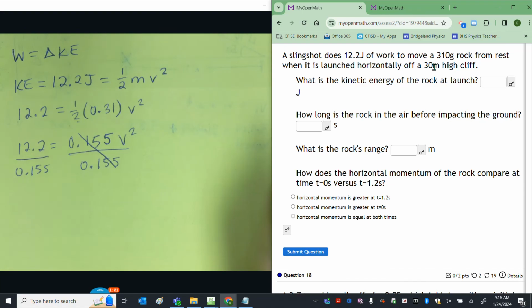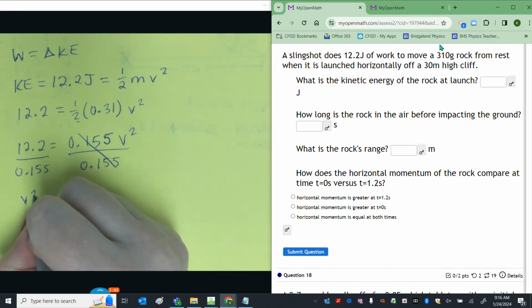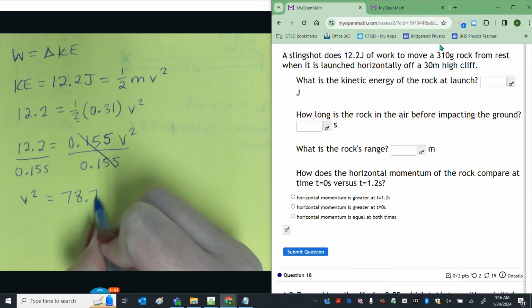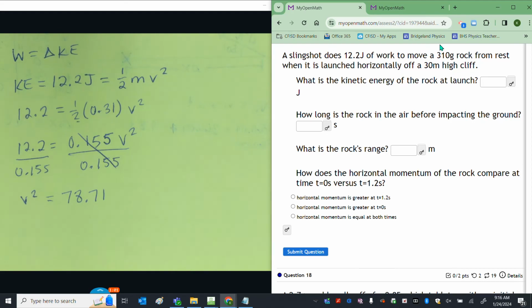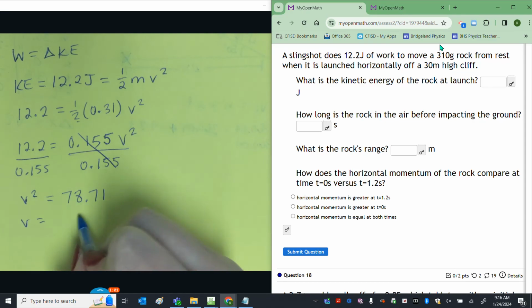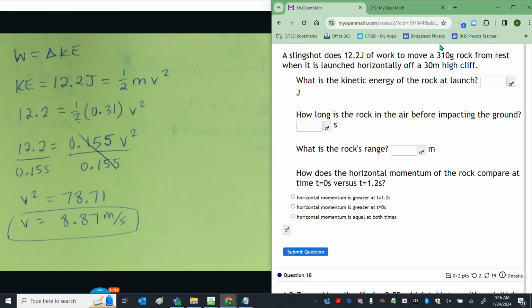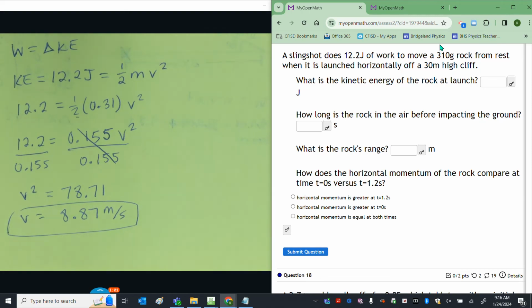Let's go ahead and divide that on my calculator. 12.2 divided by my answer. And I get that v squared is equal to 78.71, but I need the square root of it. V equals 8.87. These are rounded. But this is now my initial velocity. So I had to do that step before I could do the rest of the calculation. You will have to do that. I'm telling you, it will be there. So make sure you know how to do that.